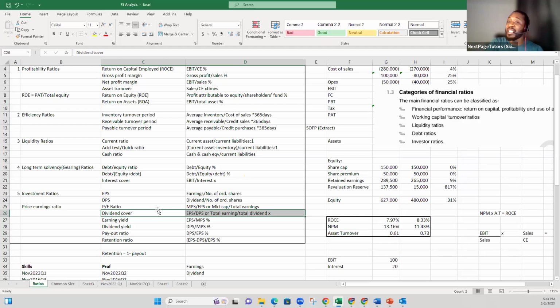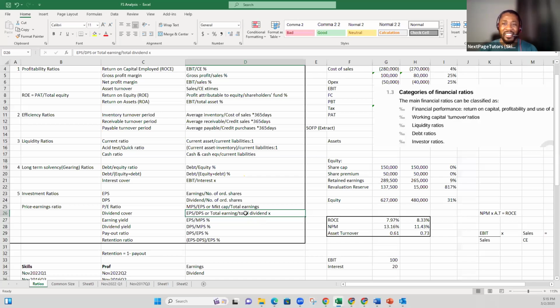So if we are talking about dividend cover, don't go and say EBIT over dividend, though, because you had EBIT over interest under interest cover. So you need to know the stakeholder. You can see clearly now that you must be addressing the stakeholders' interest. So dividend cover is your earnings attributable to ordinary shareholders over total dividend paid, which is earnings per share over DPS, or total earnings over total dividend rather.